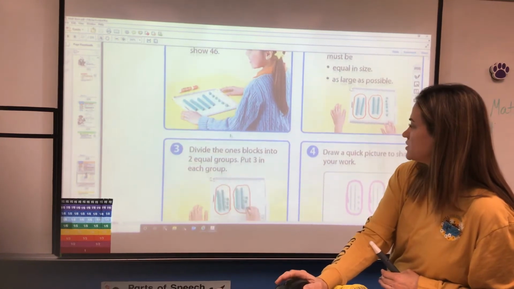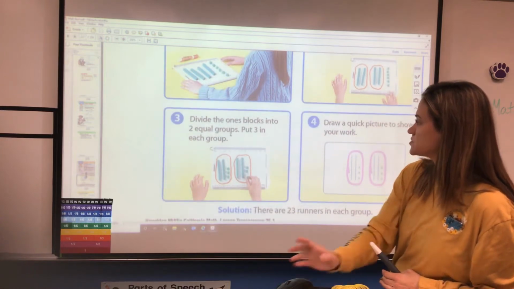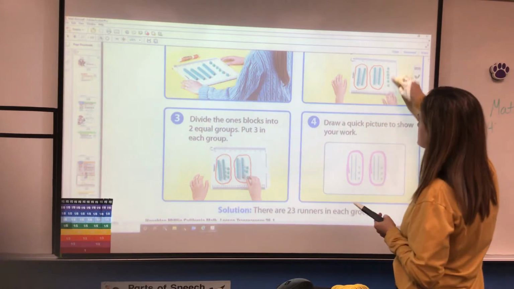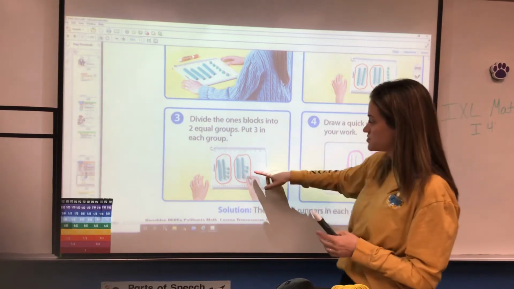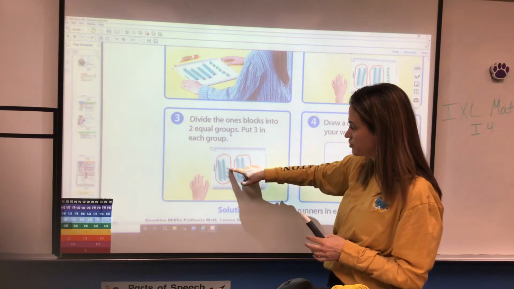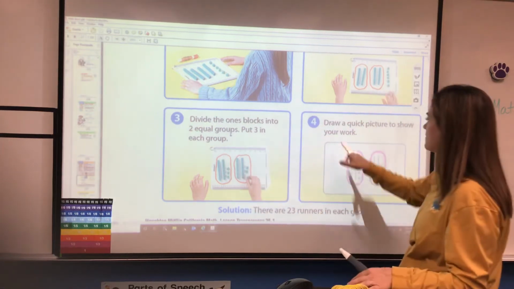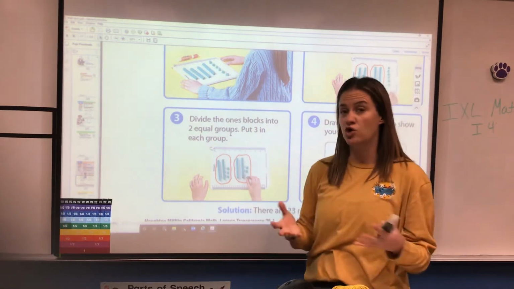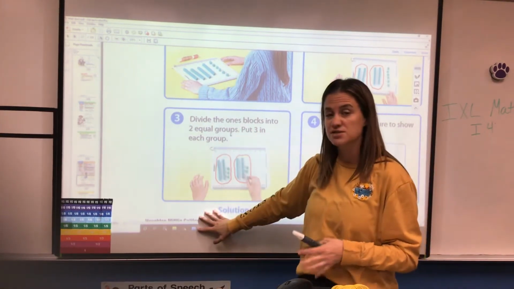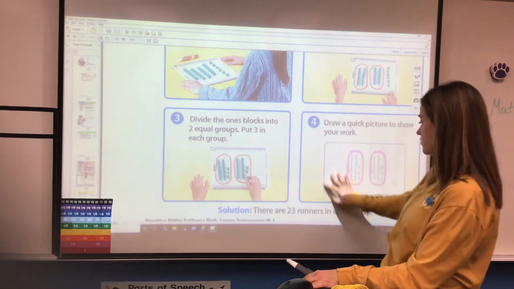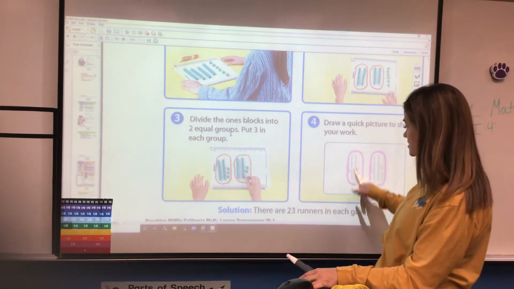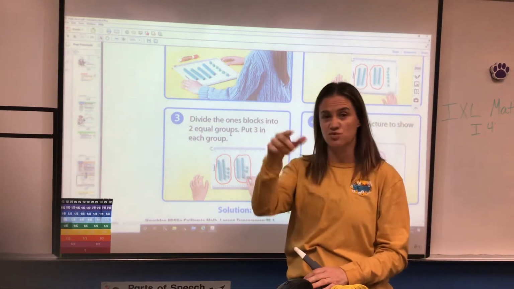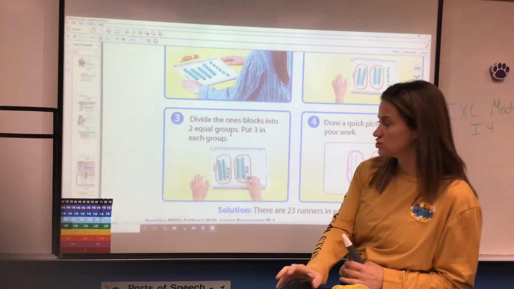It says divide the ones blocks into 2 equal groups. Put 3 in each group because 6 can be divided into equal groups of 3. That's why she put 3 in each one. And then it says draw a quick picture to show your work. Now this is what you can do at home. Instead of having the base 10 blocks, you can just draw the picture. You can draw the sticks, the French fry sticks, as your 10s, and you can do little dots as your 1s. So that's another way that you can do it.